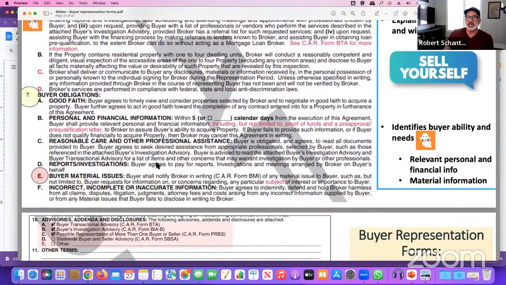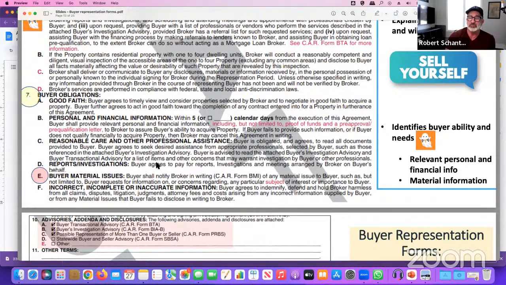Section 7 addresses what the obligations are for the buyer. It also addresses, you'll see item 7E, the buyer material issues. We'll get to that. But this basically tells the buyer what the buyer's obligations are: to act in good faith.